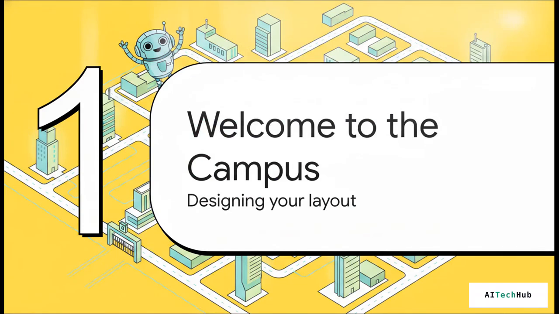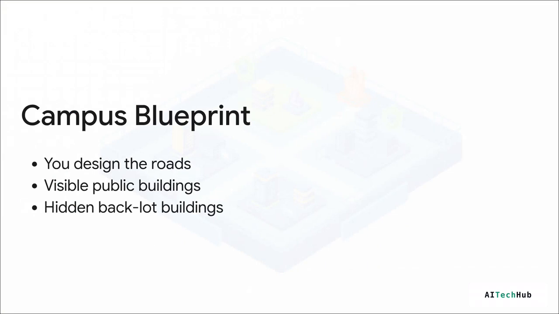Welcome to the campus. Okay, I want you to picture this. You are designing your very own massive, private, gated business campus. You're the chief architect here. You've got this huge plot of empty land, and it is entirely up to you to figure out how this sprawling headquarters is going to operate from the ground up. You hold all the blueprints. You decide exactly where the roads go. You choose which buildings are placed right up front with direct public street access for visitors or delivery trucks, and which ones are those highly sensitive, hidden backlot buildings with zero street access. Everything in this physical campus operates exactly the way you tell it to.